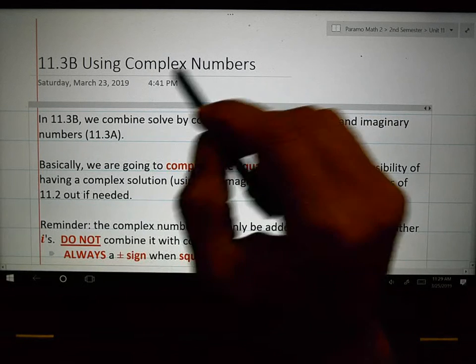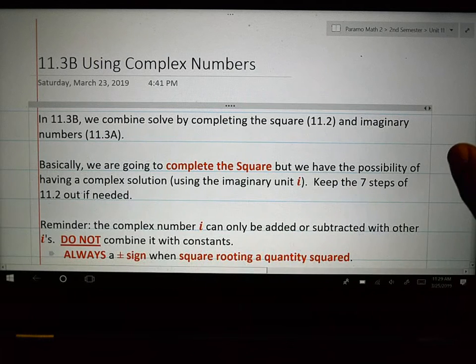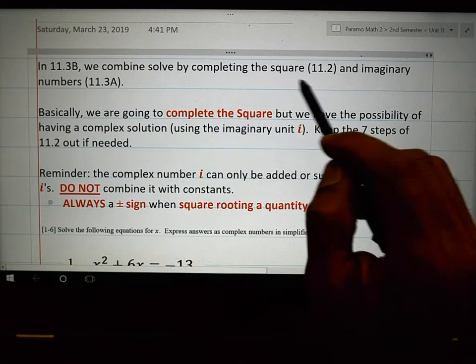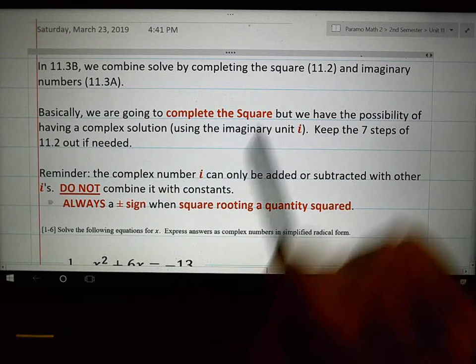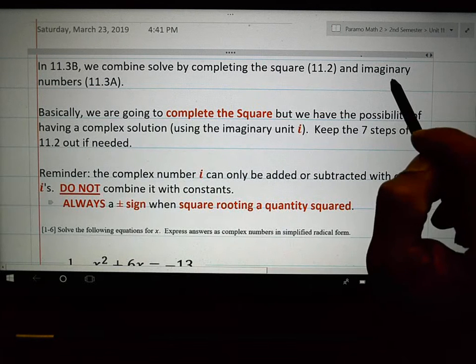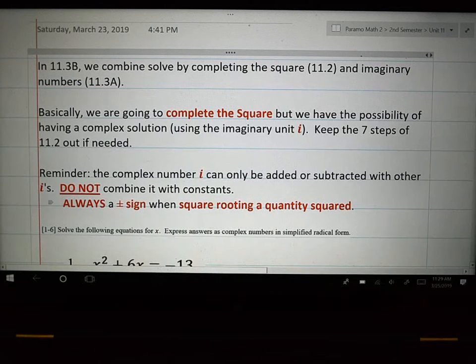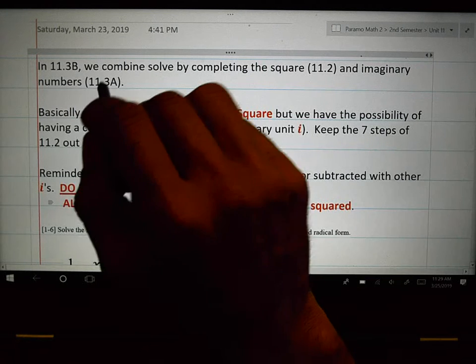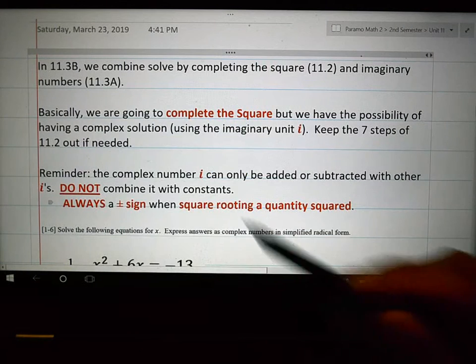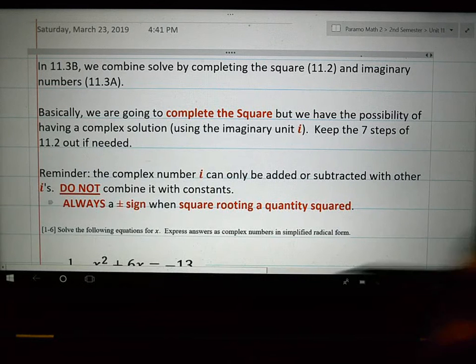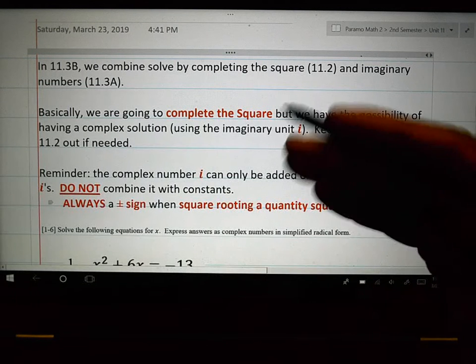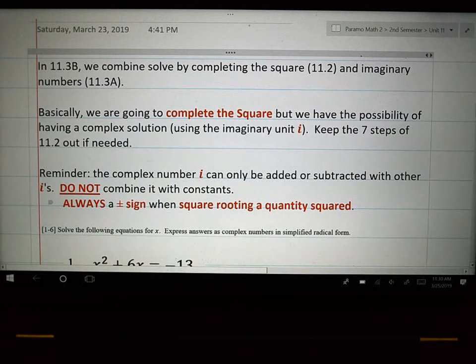In 11.3b, they're basically going to expect you to be able to do what you did in 11.2, which is completing the square. And now instead of having that option where you square rooted a negative, you said no solution. Well, now that you've done 11.3a and you know how to pull out the imaginary unit i, they're going to have that as a possible answer in your work.